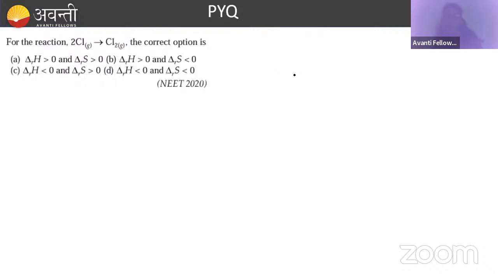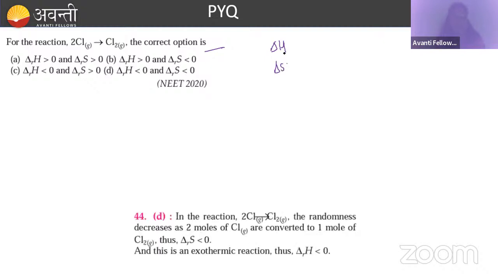Okay, now let's solve the problems depending upon the second law and third law. So what is the answer for this given problem? Here a reaction is given and we need to consider the correct option for this reaction. Okay, so for this reaction to occur, what should be the answer? A, B, C, D. Yes, delta H is given, that is the change in enthalpy, and delta S is given, that is the change in entropy. Here in this reaction, Cl gives Cl2.